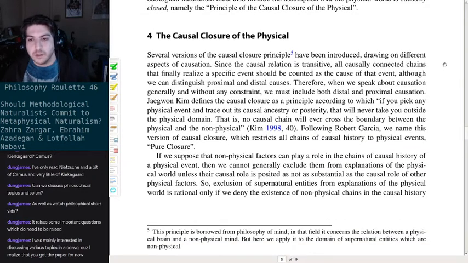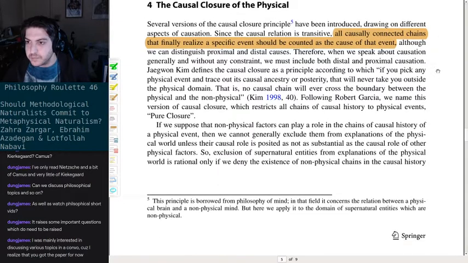Okie dokie. The causal closure of the physical. Several versions of the causal closure principle have been introduced, drawing on different aspects of causation. Since the causal relation is transitive, all causally connected chains that finally realize a specific event should be counted as the cause of that event. So this is the causal history right here: the causally connected chains, although we can distinguish proximal and distal causes. Therefore, when we speak about causation generally and without constraint, we must include both distal and proximal causes.